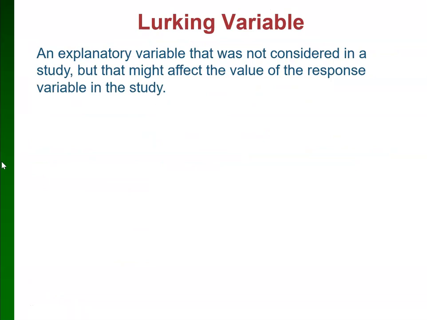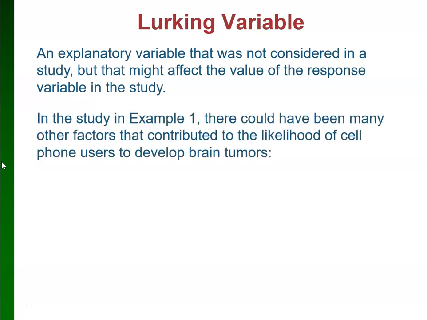This would be an explanatory variable that wasn't considered in a study, but something that might affect the value of the response variable in the study. In other words, it might be something that's lurking in the background and affecting the results. In the study in example 1, which was an observational study, there could have been many other factors that contributed to the likelihood of cell phone users to develop brain tumors.